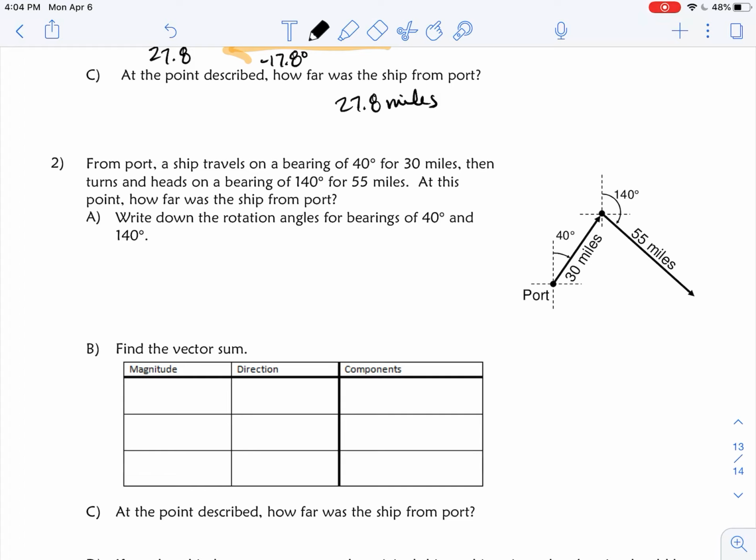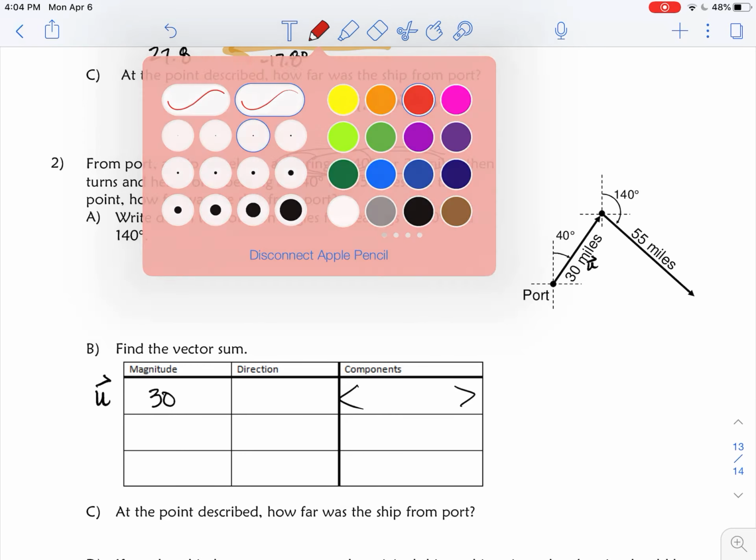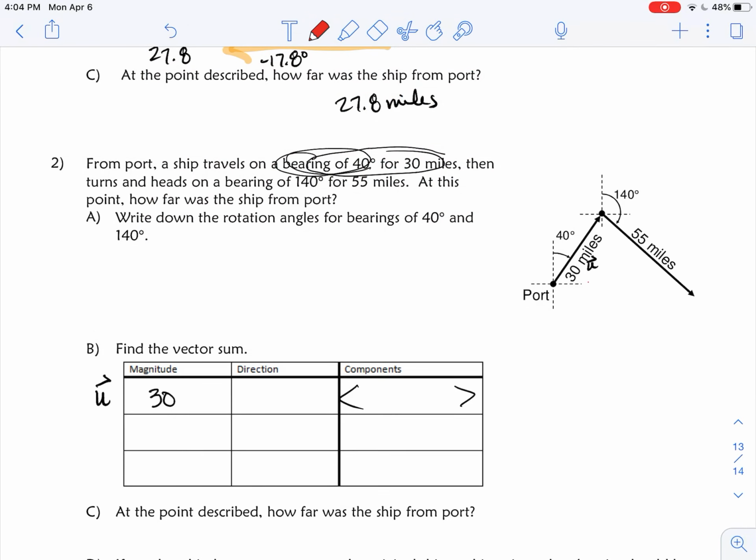Okay, example 2. From port, a ship travels on a bearing of 40. And so, again, I'm going to go ahead and label this. This is going to be vector u. This is the first vector. And on a bearing of 40 for 30 miles. So I know the magnitude is 30. And I'm going to have to do a little bit of math. A bearing of 40 is going to give me a rotation angle.